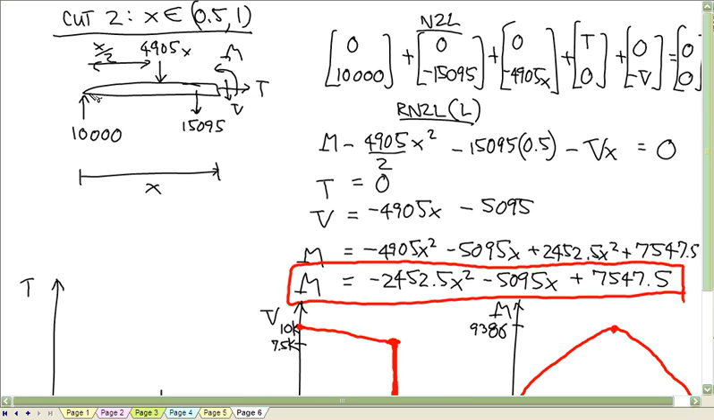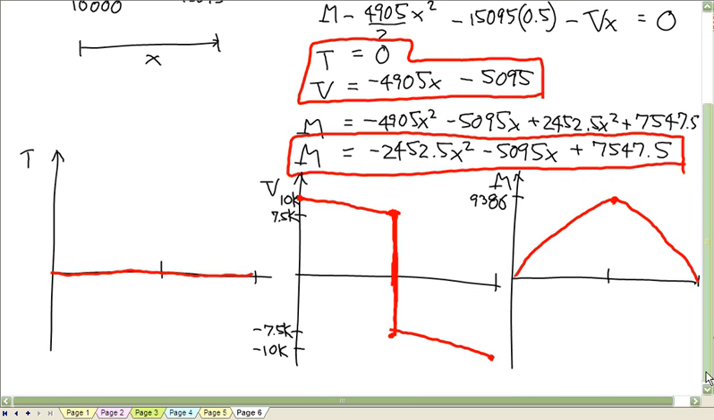And for the moments about the left endpoint, we have the bending moment minus 4905x times x over 2, minus 15,000 times moment arm of 0.5, minus the shear force times the moment arm of x. So you get a tension of 0, and the shear force is this linear function. And then your bending moment, again, you get that subtraction of squared terms, and you end up with the bending moment is negative 2452.5x squared minus 5095x plus 7547.5. And these are the diagrams that you get.